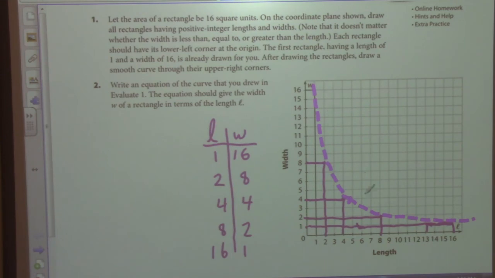But I think that actually doesn't look too bad, really. But anyway, what is the equation for that curve? W equals 16 over L, right? So these are the inputs, these are the outputs. So there we have, 16 is our constant of variation.